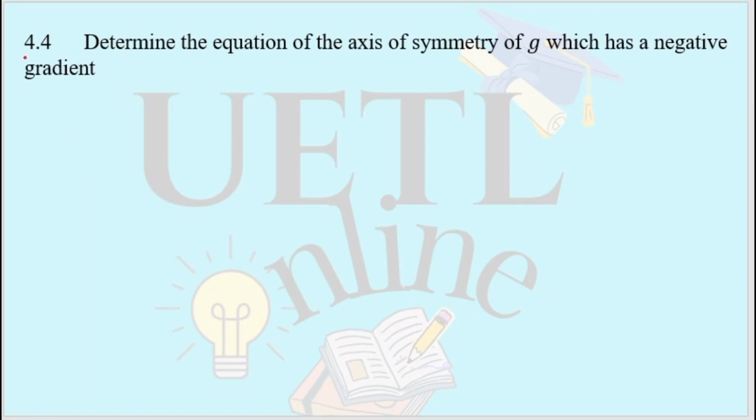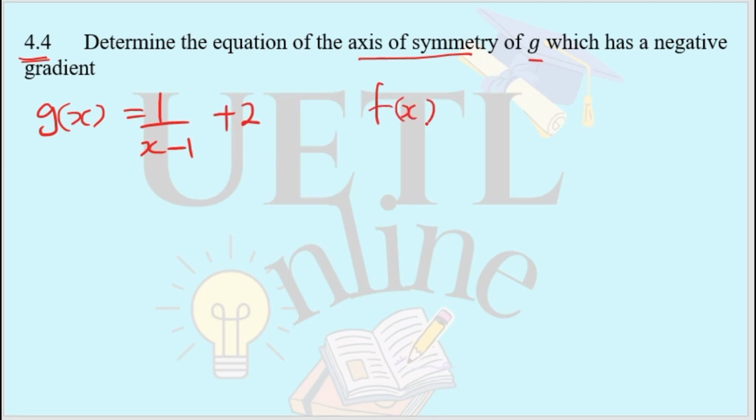Now we have our last part of question 4. It states: determine the equation of the axis of symmetry of g which has the negative gradient. So let's write our graph. g of x equals 1 over x minus 1 plus 2. We can see that this graph was derived from the graph f of x equals 1 over x, which we talked about.